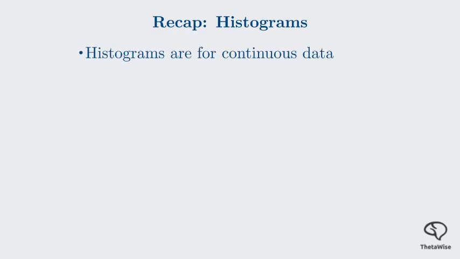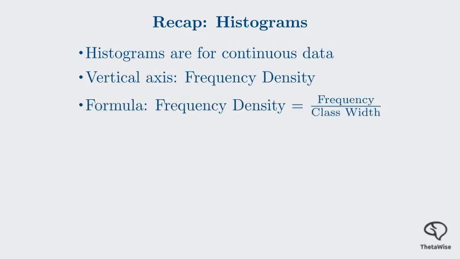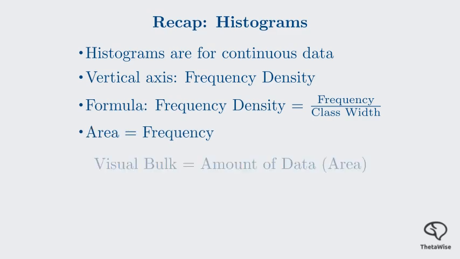Finally, let's recap what we have covered to ensure you are ready for your IGCSE exams. Histograms are for continuous data. The vertical axis is always frequency density. The formula is frequency density equals frequency divided by class width. And most importantly, the area of the bar equals the frequency. You have learned that we use frequency density to avoid being misled by groups of different widths. This ensures that the visual bulk of the graph accurately represents the amount of data in each section.